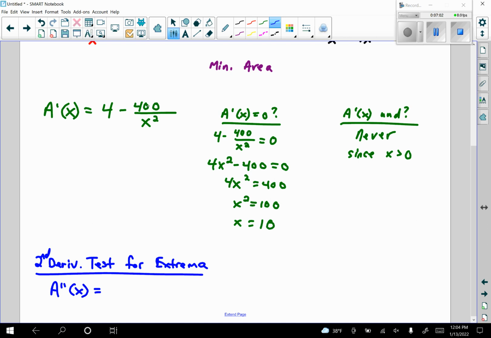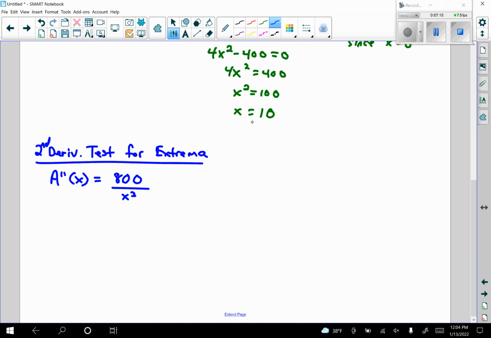So this will become negative 400 times x to the negative second. So we will get a positive 800 times x to the negative third, or we'll just say over x cubed. And then we'll evaluate when x is 10. And that'll be a positive value. Therefore, we are concave up around x equals 10, and we have a relative min at x equals 10. So that justifies our work.